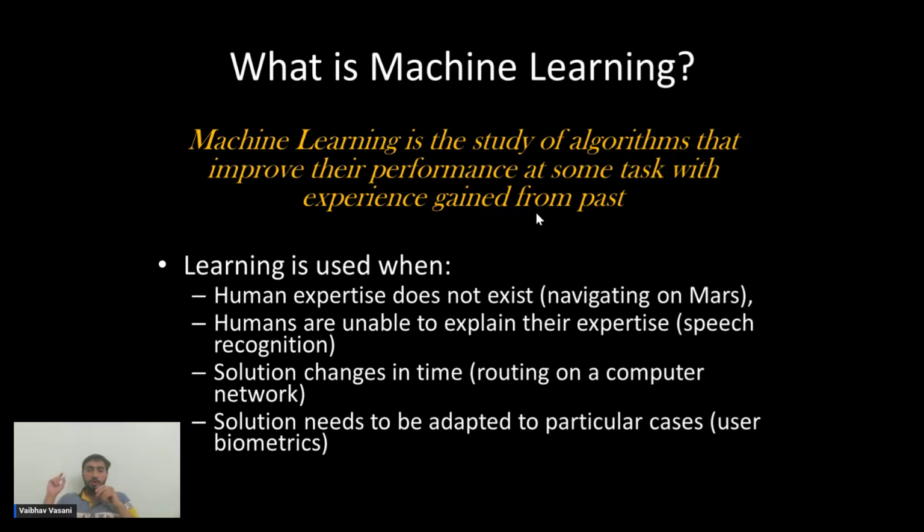Human expertise does not exist for navigating Mars, so we cannot navigate on Mars because humans have not landed there. But we want to navigate there. What comes into the picture? Machine learning plays a very important role to perform that, right? So humans are unable to explain their expertise, for example speech recognition. Speech recognition is a very important one. Another case is solutions that change in time.